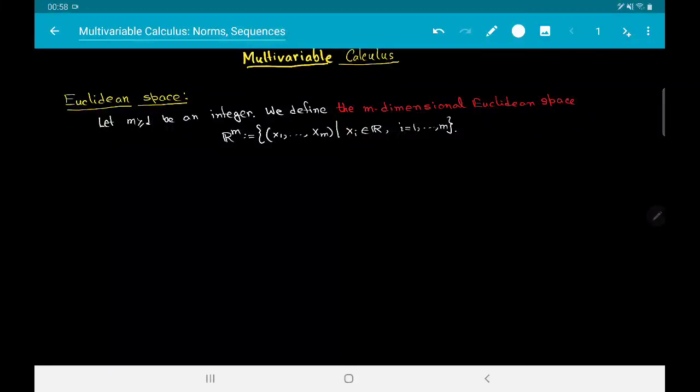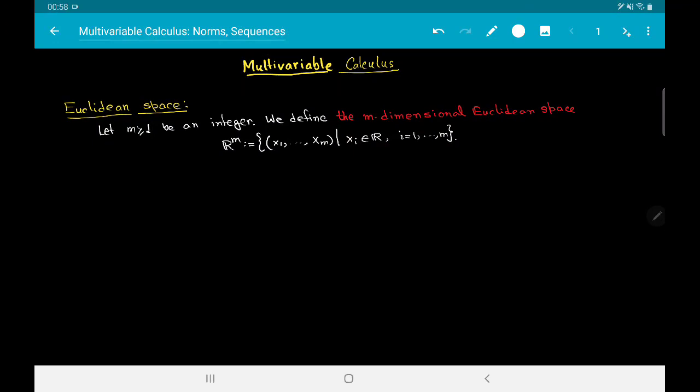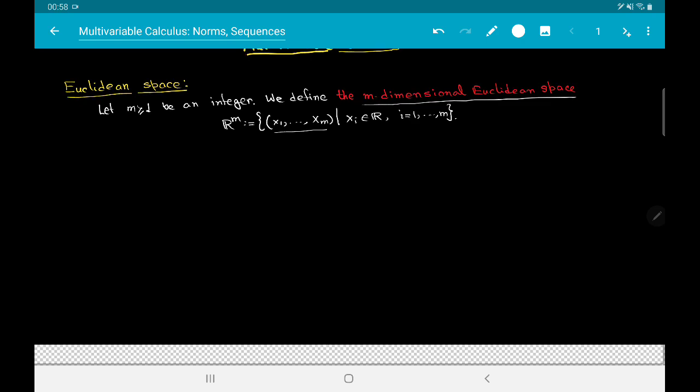Now get introduced to the notion of multivariable calculus. So the basic object that we have to understand in order to get into the huge world of multivariable calculus is what is known as a Euclidean space. So what is a Euclidean space? Here we start with a positive integer m, and we define the m dimensional Euclidean space to be the set of all m tuples of real numbers, and we denote this set by Rm.